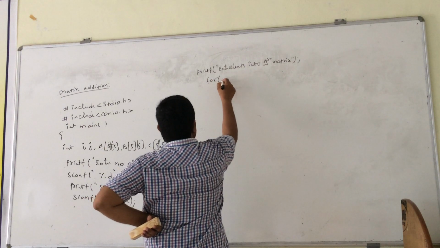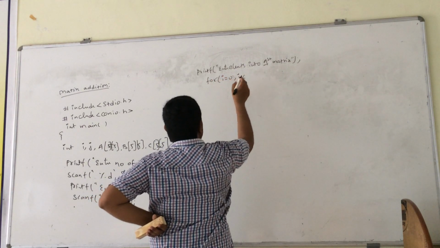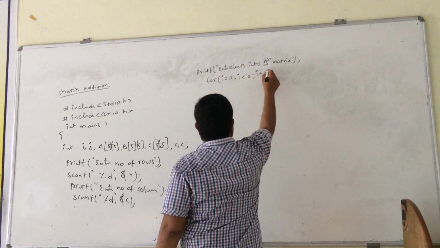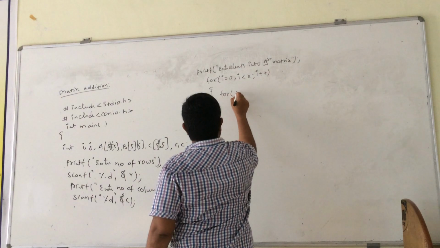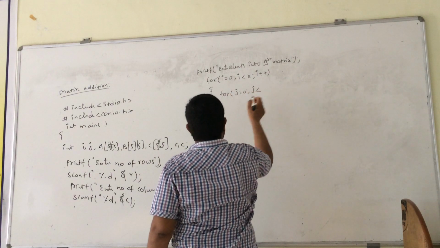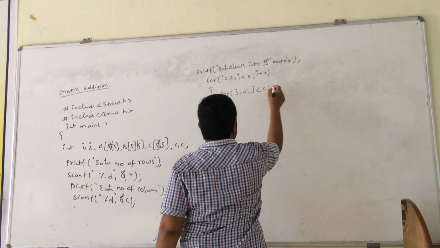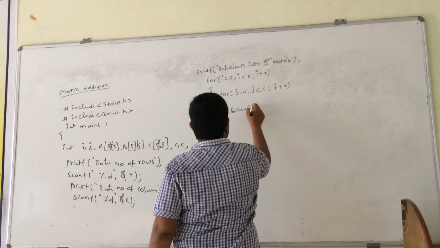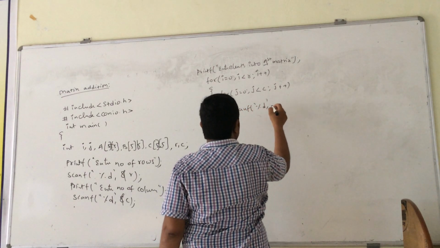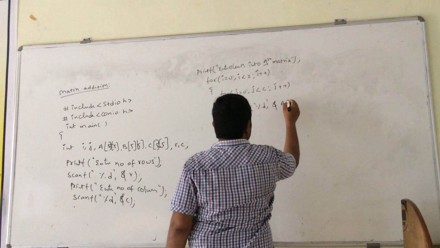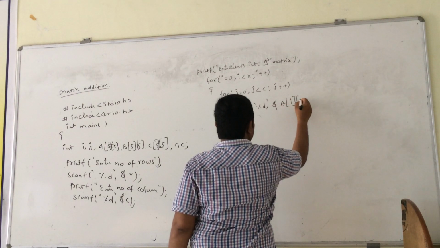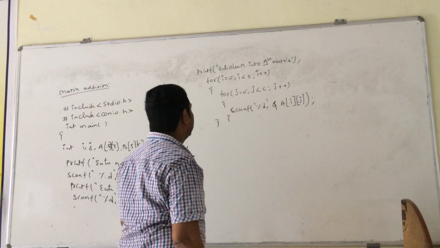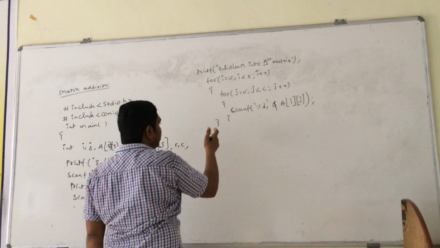For this I am using 2 for loops. For i equals to 0, i less than row size. Here the number of rows are r and i plus plus. For j equals to 0, j less than column size, the number of columns are c, and j plus plus. Next, scanning the elements, scanf %d comma ampersand. These are stored in A matrix at the position i and j. So this is the inner for loop and this is the outer for loop. Here I enter the values into the first matrix.